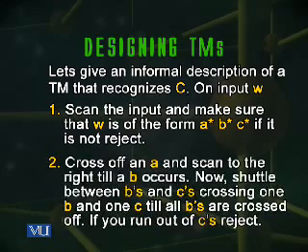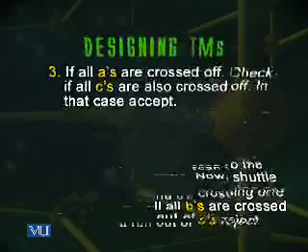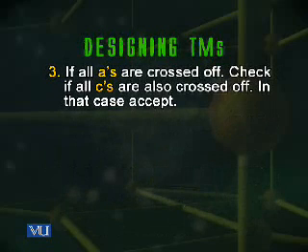In the second pass, we'll cross off an A and scan to the right till we find a B. Now we will shuttle between the B's and C's, crossing one B and one C till all the B's have been crossed out. If we run out of C's, we will simply reject this input. This phase is going to be repeated till all the A's are crossed off. So if all the A's have not been crossed off, we are going to continue.